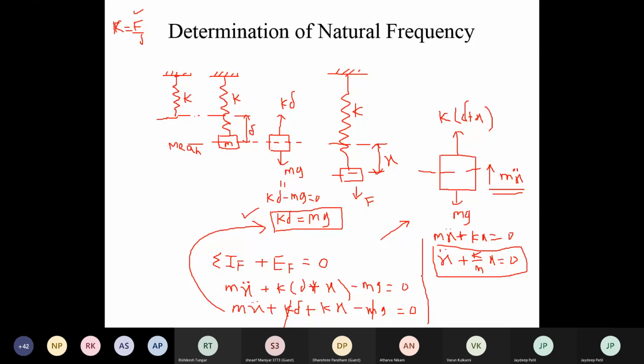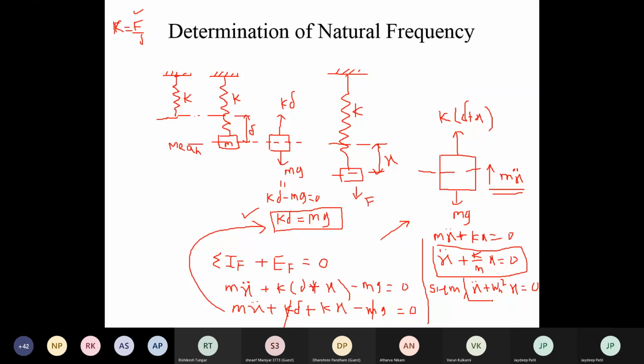Okay, now you have to compare this equation with the equation of simple harmonic motion. Now what is the equation of simple harmonic motion? x double dot plus omega square, or you can say natural frequency omega n square, x is equal to 0.